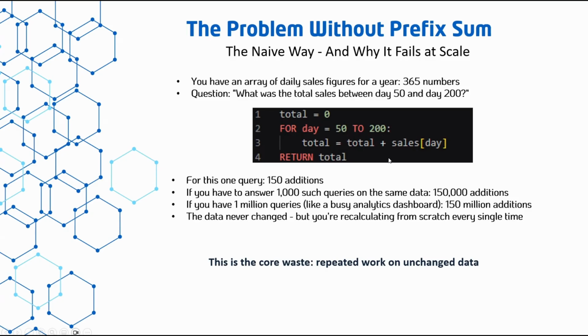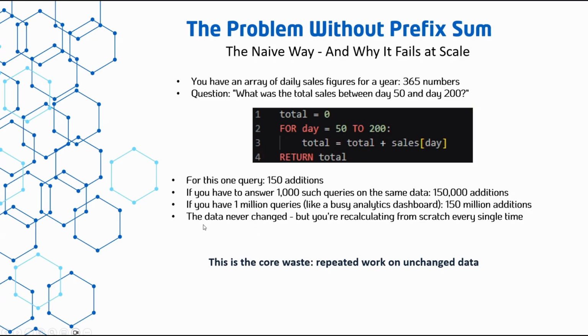So this is the simplest query. What you can do is initialize your total variable to 0, then from day 50 to 100, it's a for loop, and you just add to your total here. You may read this 50 from somewhere. Again, this is pseudocode; it may involve other code to read the value at 50, 51, 52, likewise. So if you have to answer 1,000 such queries on the same data, it's 150,000 and it becomes 150 million.